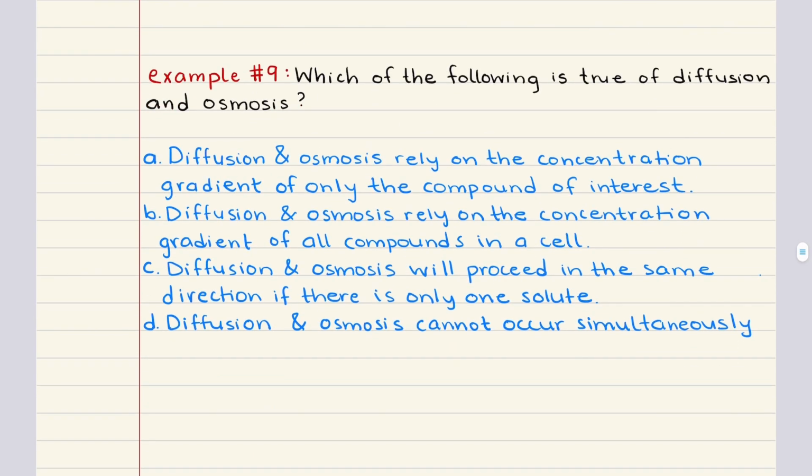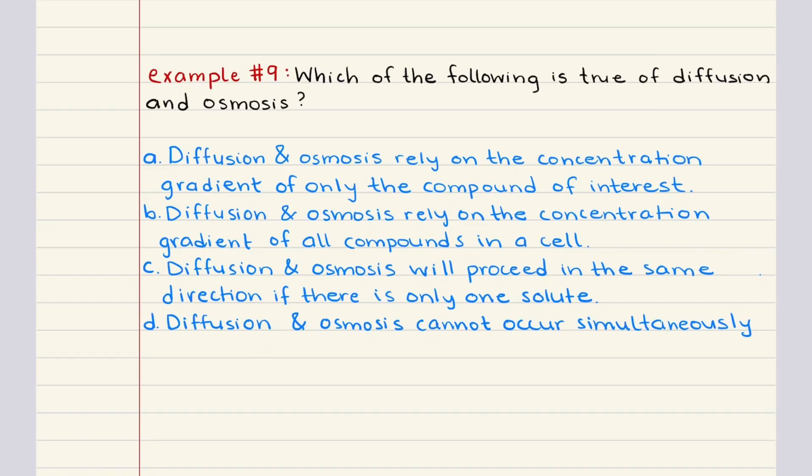9 says, which of the following is true of diffusion and osmosis? A says diffusion and osmosis rely on the concentration gradient of only the compound of interest. B says diffusion and osmosis rely on the concentration gradient of all compounds in a cell. C says diffusion and osmosis will proceed in the same direction if there is only one solute. And D says diffusion and osmosis cannot occur simultaneously.